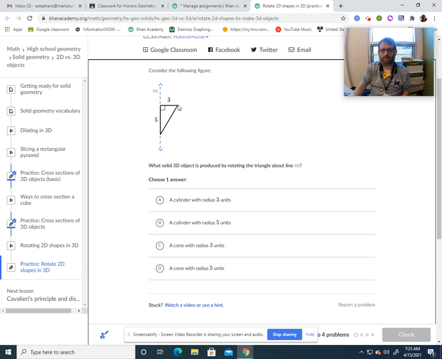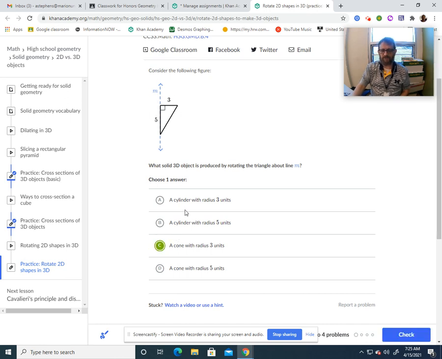Well, what kind of shape has a circular base but then goes to a point? Well, that's a cone. And the base here has a radius of 3. So fortunately, they just really gave us two choices, a cylinder or a cone. This is clearly going to be a cone, and the radius base will be 3.